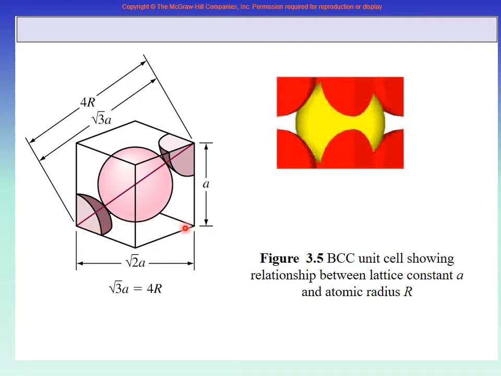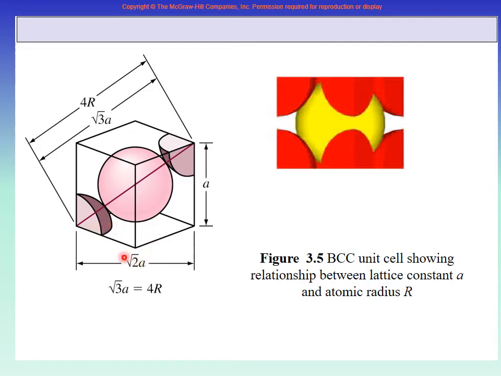it is the simple Pythagoras theorem. A square plus A square, under root. So that will come out to be root 2A. A square plus A square under root, it will be root 2A. So because this is A and this is A, on the base face, the diagonal is root 2A.